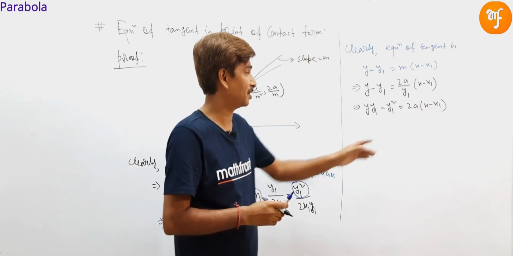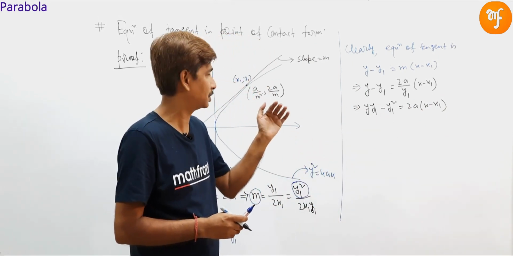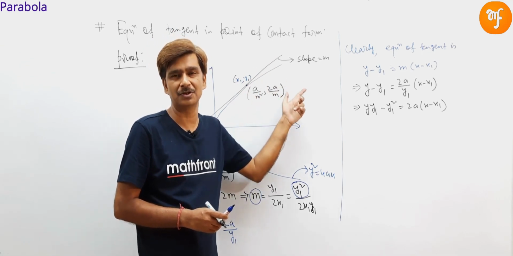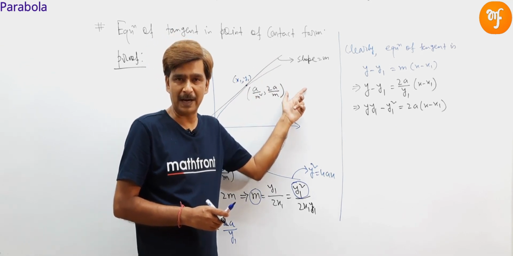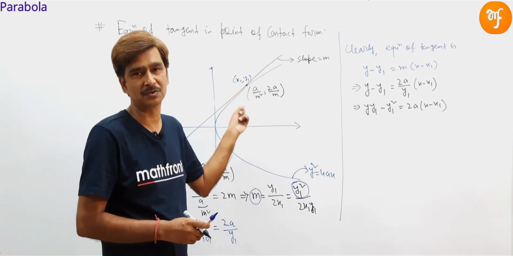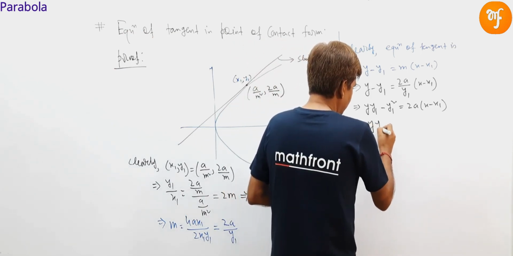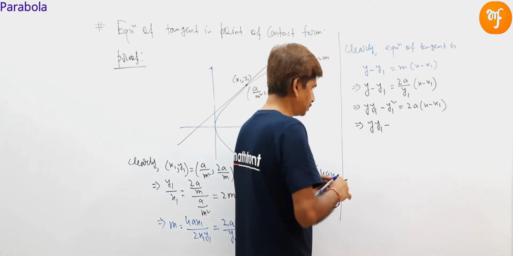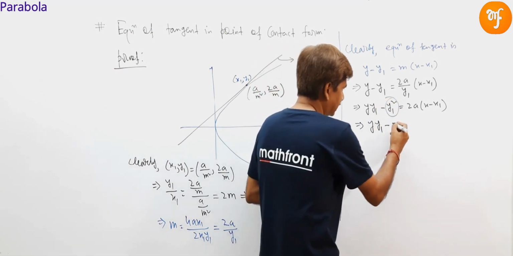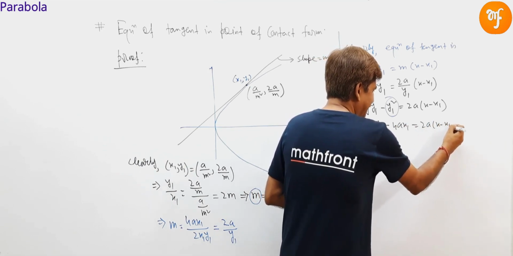Now, what is y1 square? y1 square is 4a into x1. As I told you, x1, y1 lies on the curve y square is equal to 4ax. So, the equation of the parabola, that is y square is equal to 4ax, is satisfied by x1, y1, that is y1 square is equal to 4ax1. So, substituting y1 square by 4ax1, we write y y1 minus 4ax1 is equal to 2a into x minus x1.